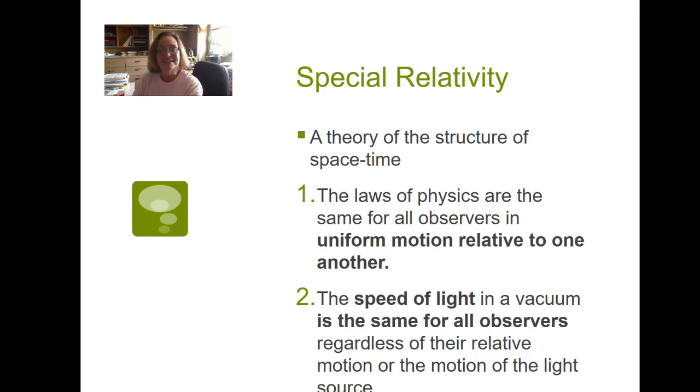The speed of light, the second topic to think about. The speed of light in a vacuum is the same for all observers, regardless of their relative motion, regardless of the motion of the light source. So the speed of light is a constant. The laws of physics are constant so long as all the observers are in uniform motion relative to one another. So they're not an absolute constant. The speed of light, however, is the same for all observers, regardless of their relative motion or the motion of the light source.